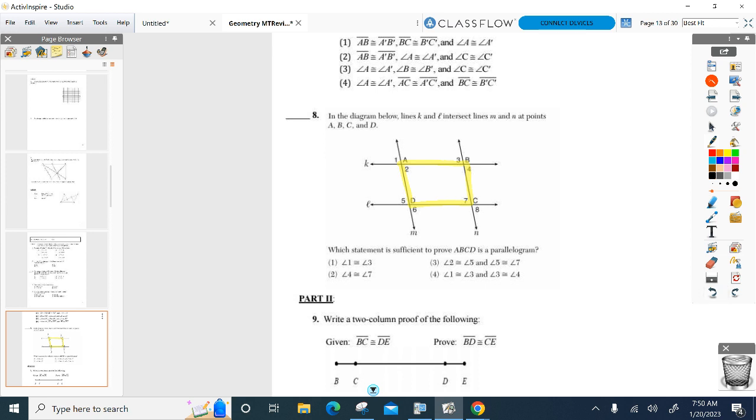Next one, 4 and 7. Where's 4 and 7? What type of angles did I just mark there? Alternate interior. That makes these lines only parallel. Again, I only have one pair. I need two pair. Keep going.